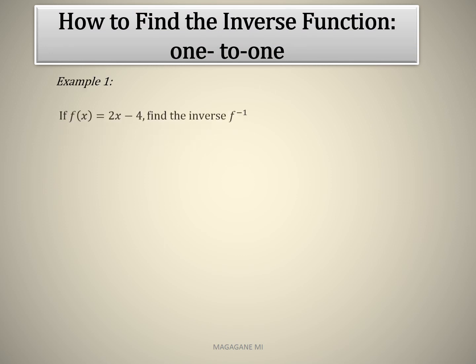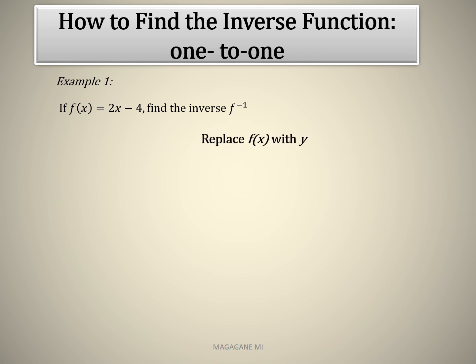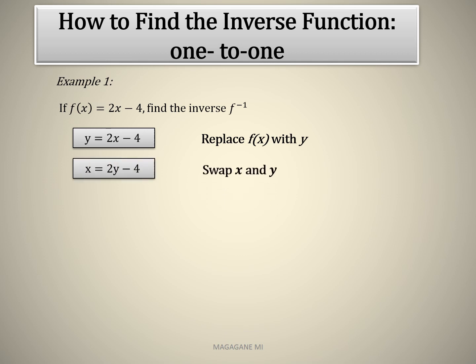Example, if f of x equals 2x minus 4, find the inverse of f of x. Firstly, we replace f of x with y. Then we'll have y equals 2x minus 4. Instead of f of x, we put y equals 2x minus 4. Swap x and y. We'll have x equals 2y minus 4.